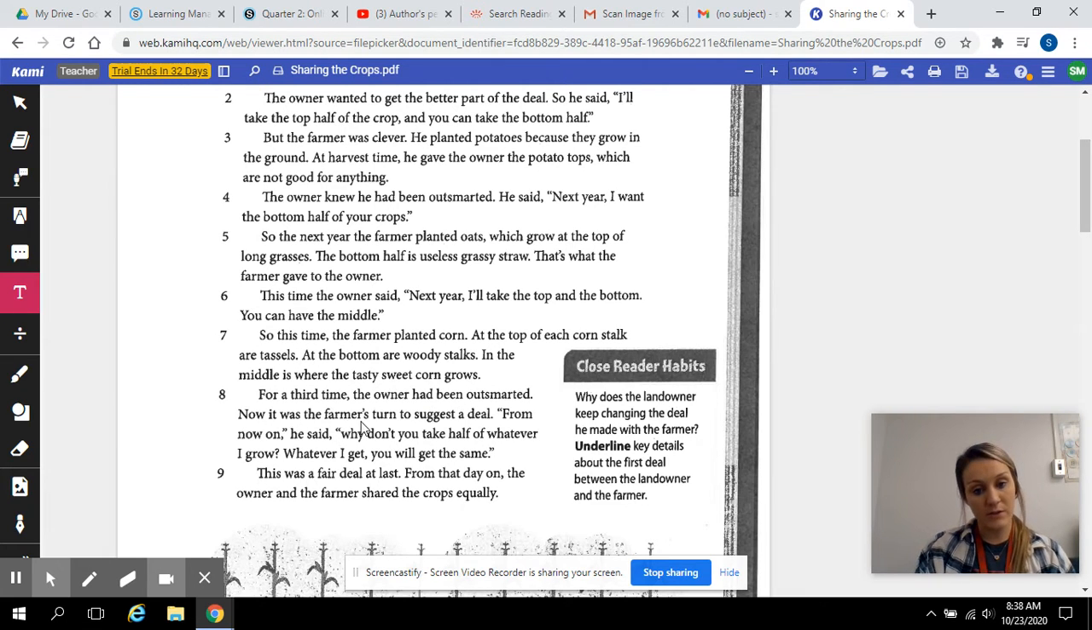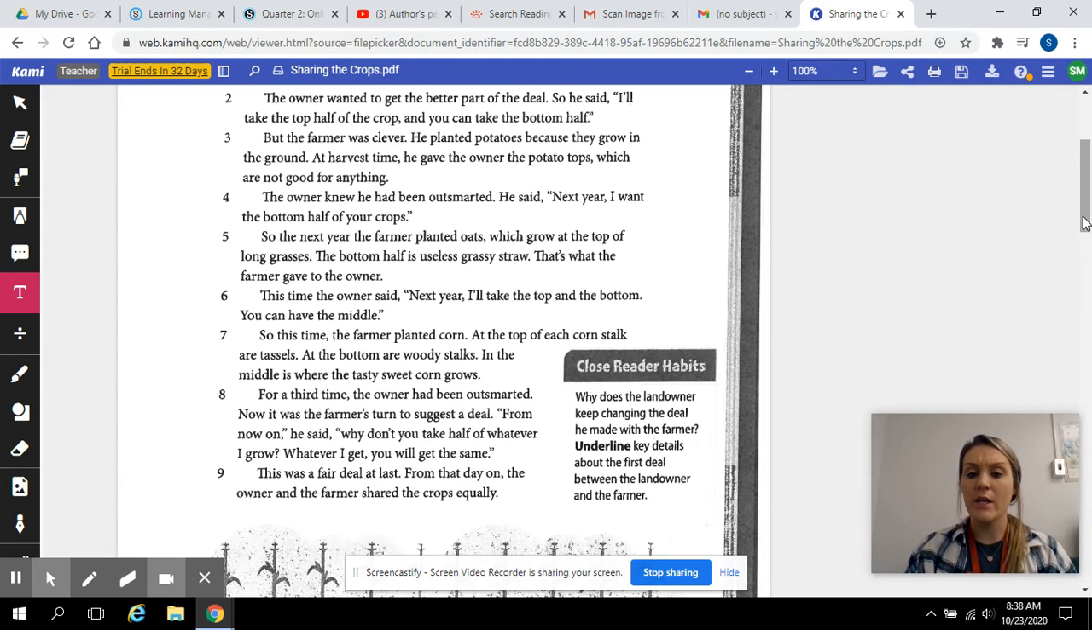Now it was the farmer's turn to suggest a deal. From now on, he said, why don't you take half of whatever I grow? Whatever I get, you will get the same. This was a fair deal at last. From that day on, the owner and the farmer shared their crops equally.